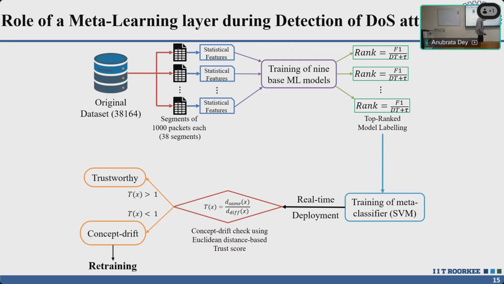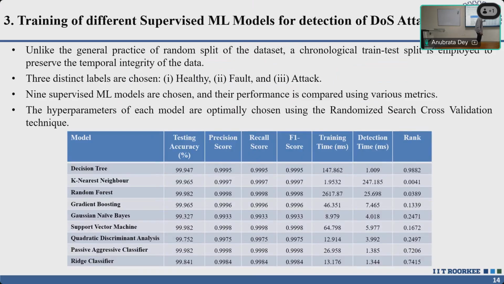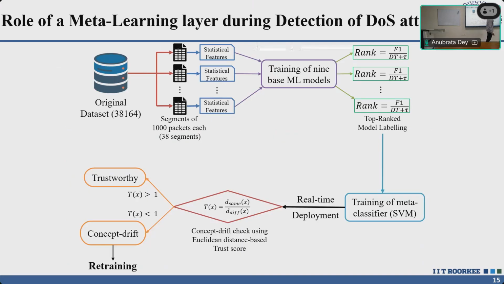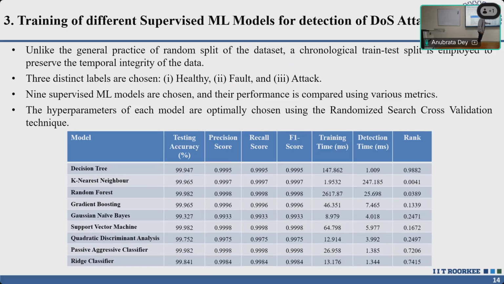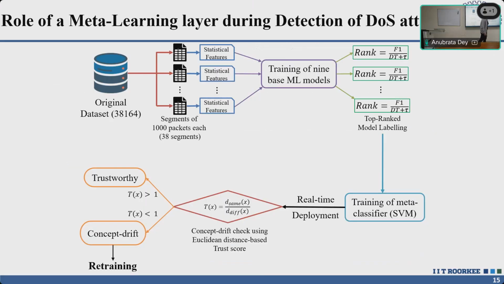In the numerator you have the F1 score, which you have calculated here for each classifier. And in the denominator you have the detection time, which you have also calculated here for each classifier. And some parameter, tau, so that you do not get a divide by 0 error, maybe 10 raised to the power of minus 6 or whatever. Now, why is there a need to calculate this rank? This rank is required just to improve your detection part.